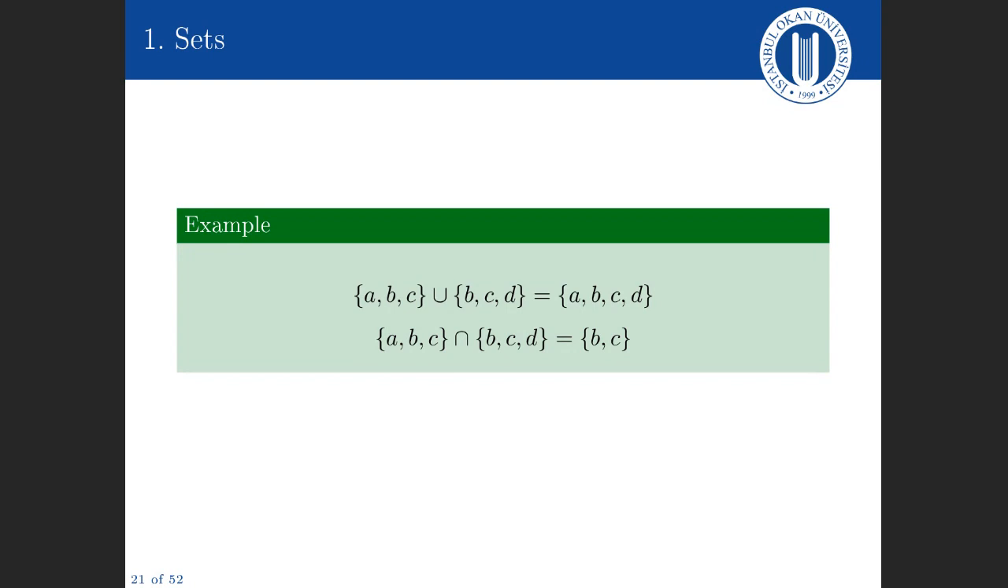The intersection of these two sets, we're looking at the set of elements which are in both of them. B is in both sets, so we need B. C is in both sets, so we need C. A is not in both sets, and D is not in both sets. So we need the set containing B and C.